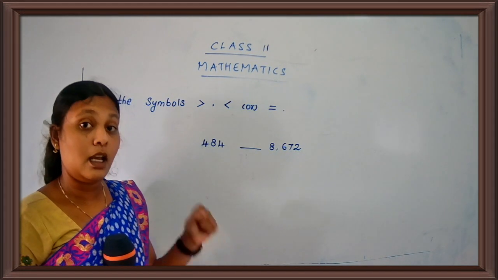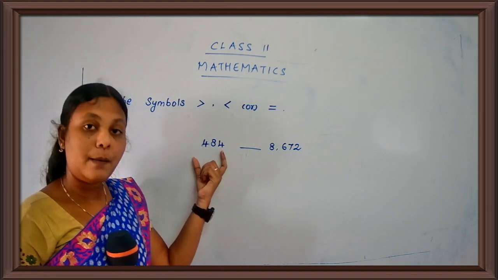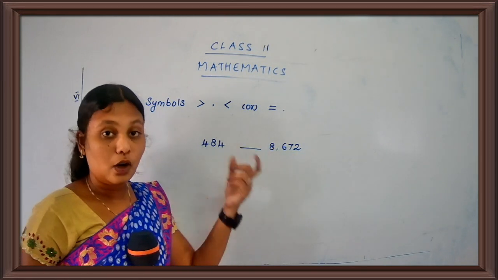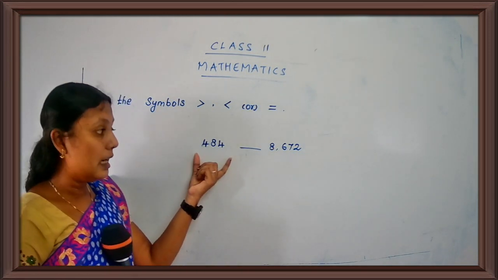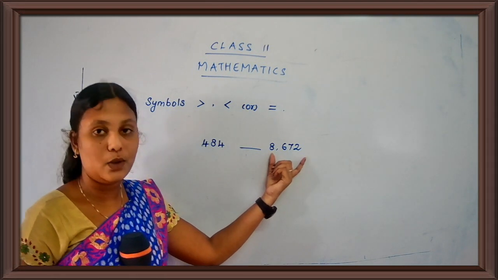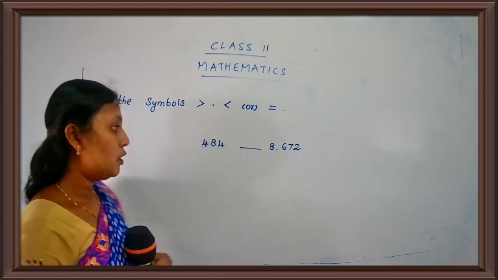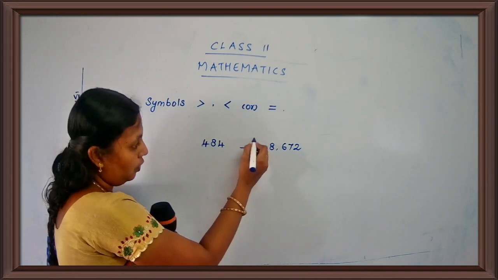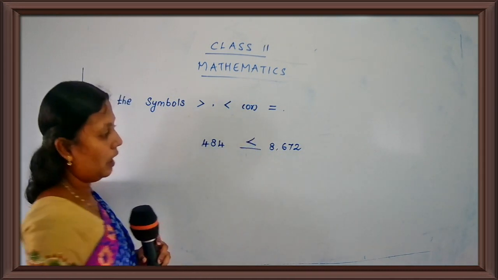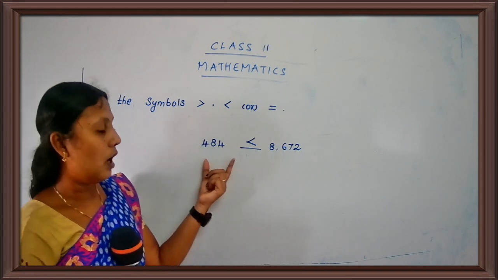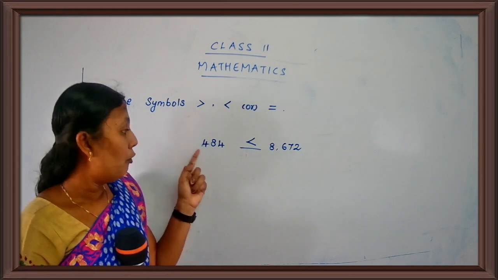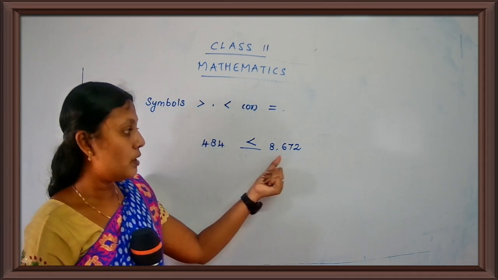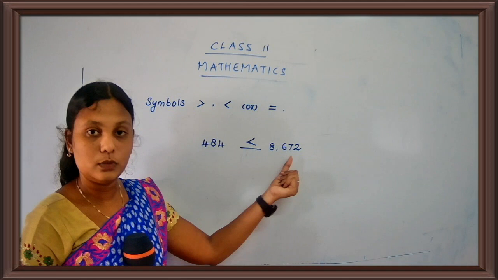You have already studied. Yes. 3-digit numbers start from 100. 4-digit numbers start from 1000, because 100 has less value, but 1000 has more value. Is that right, children? Yes. Okay. So the 4-digit number is the greatest number. So we have to use less than. Okay. How do you read this one? 484 is less than 8672. Okay.